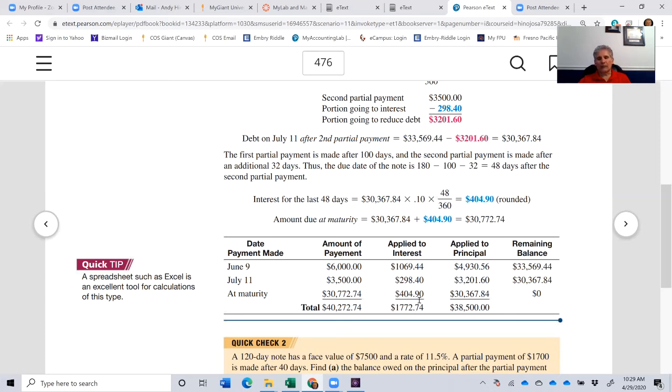We're going to add $404.90 to that. So the total amount is $30,367.84 that was applied to the principal. And that leaves a balance of 0.